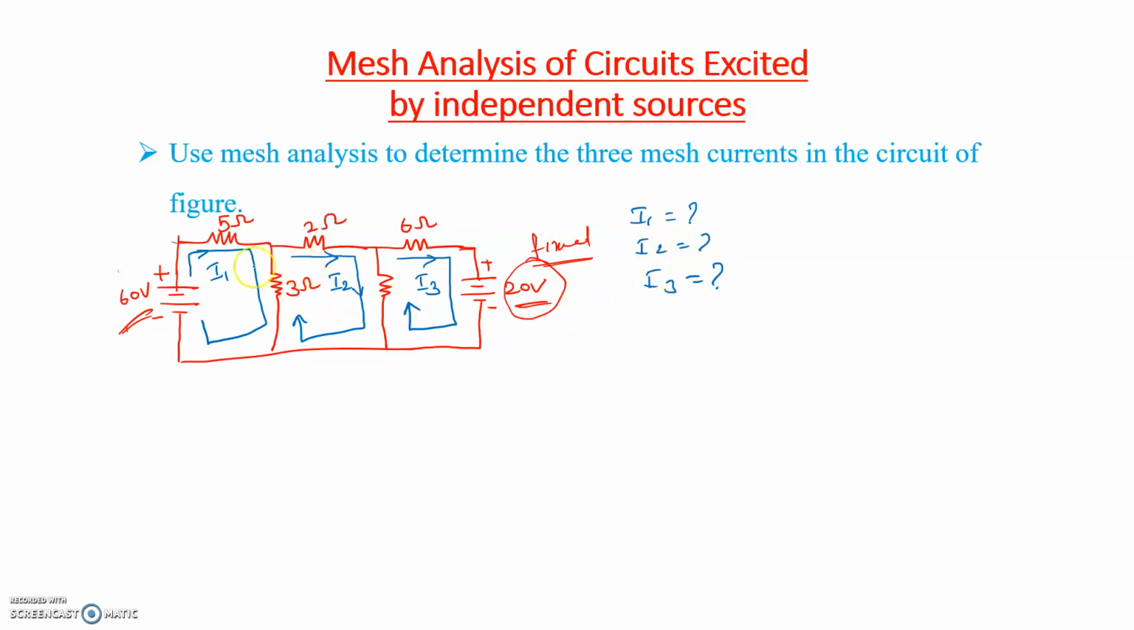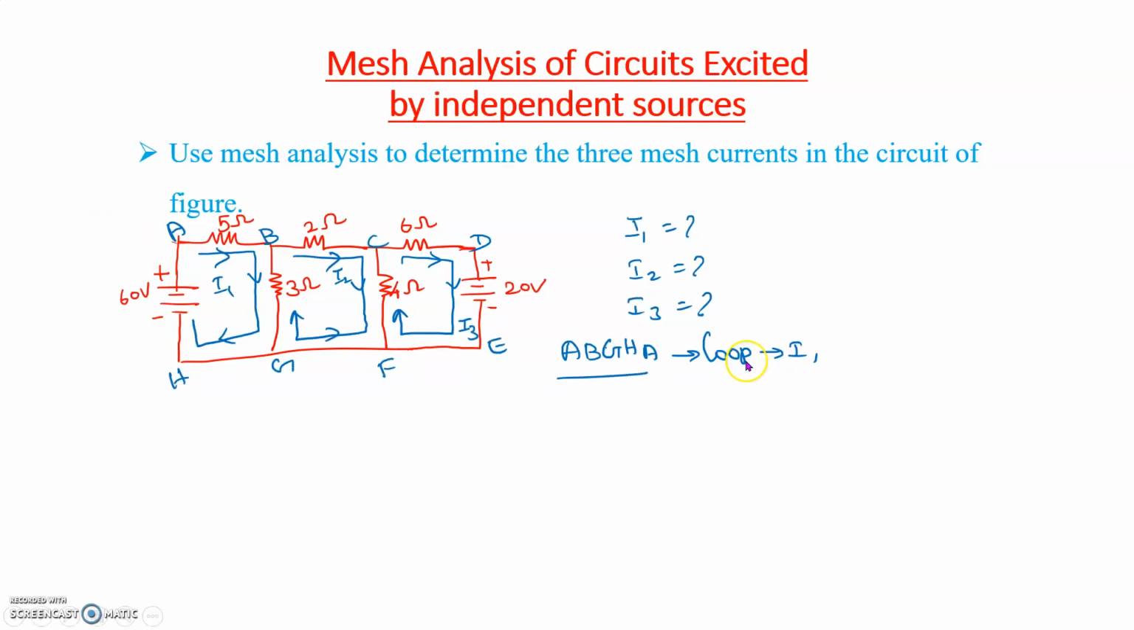For this, I am going to take the first loop. I am labeling the mesh like this: A, B, G, H. So first I am going to take the first loop, that is A, B, G, H, A. That is my first loop, loop 1. With respect to loop 1, the main current is I1 current. For the first loop we have to write the KVL.